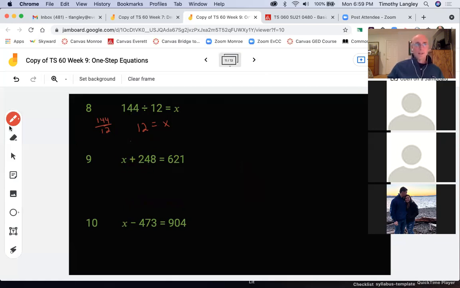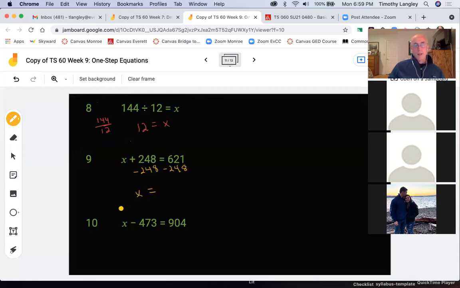The next equation here, I've got X plus 248. Oh, this is a nice easy one. It's just plus here. There's no minus X here. I'm just going to subtract 248 from both sides. Do the same thing to both sides, 48. And that will give me X, okay?